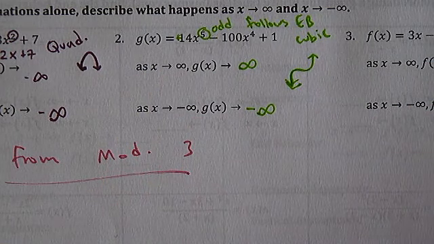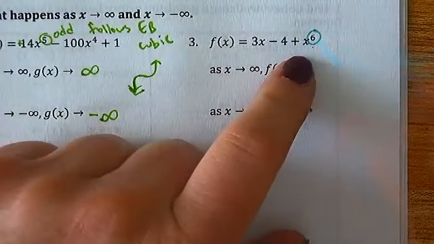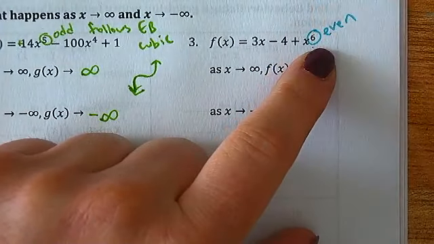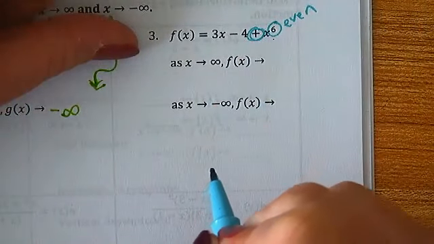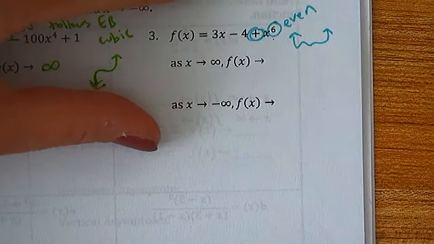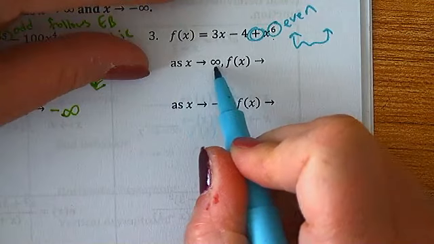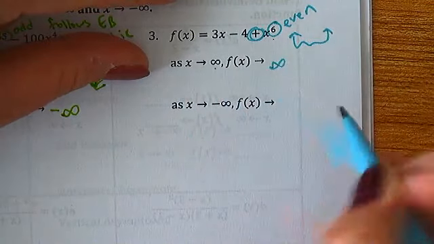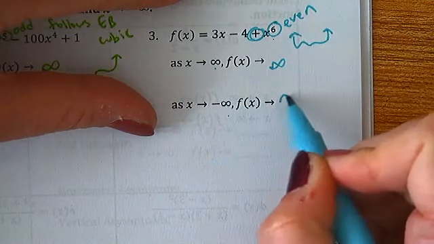And then one more, just for good practice, number 3. So what's your highest degree? It's a 6. That's even, so that means it follows just like the quadratic or even a quartic shape. And then this is a positive value in front, right? So that means it's going to look something like that. So it's up and up. So the end behavior as x approaches positive infinity on the right is going up. And the end behavior as x approaches negative infinity on the left, it's also going up.